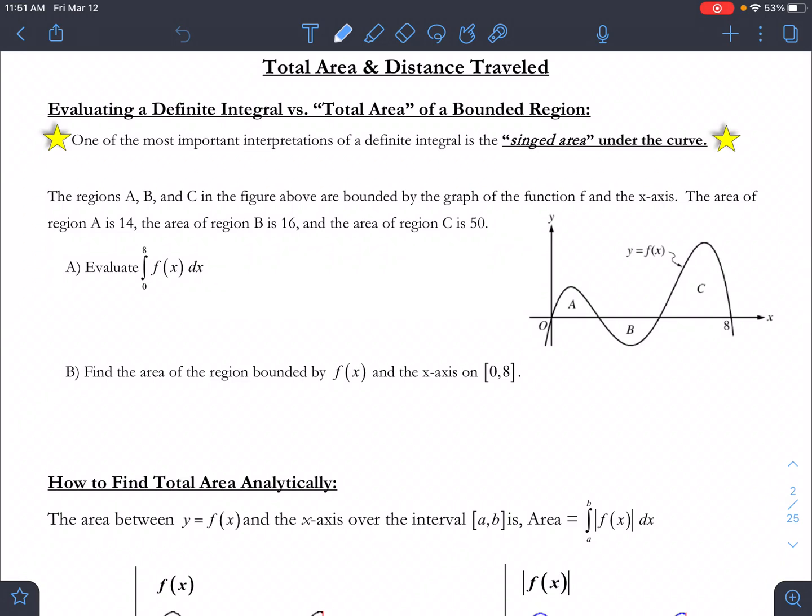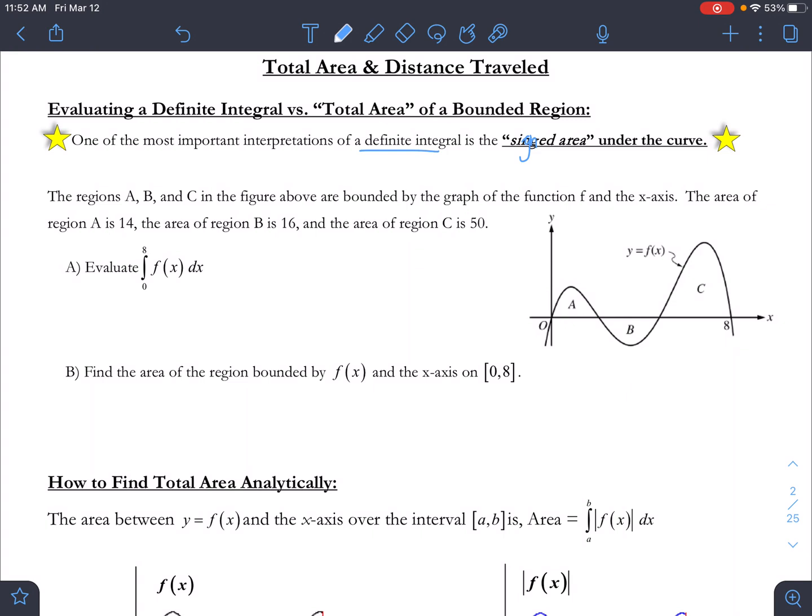Hey everyone, so today we're going to talk about total area and distance traveled. Okay, so one of the biggest things we can take away from this is an idea we've talked about before: when we're talking about a definite integral, it's the signed area under a curve, meaning above the x-axis is positive, below the x-axis is negative. And when we're talking about the total area, everything's positive.